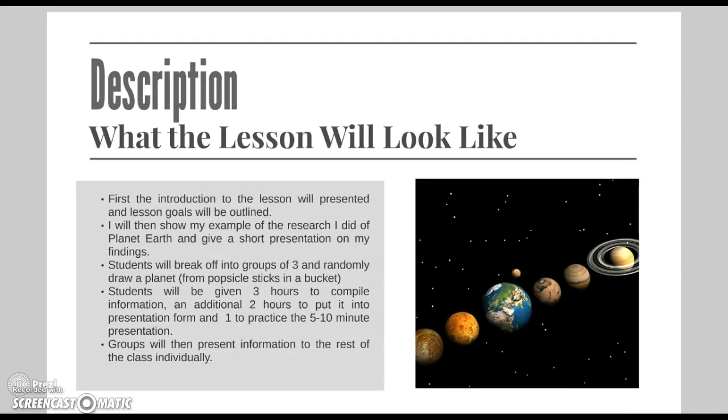Description of the lesson. In the last slide, I discussed how I would introduce the lesson and lay out my expectations. When it's the student's turn, I will have them break off into groups of 3 and randomly draw a planet from a bucket of popsicle sticks. Throughout a week or 2, the small groups will be given a minimum of 6 hours to work on the project all together. Majority of this time will be dedicated to research.